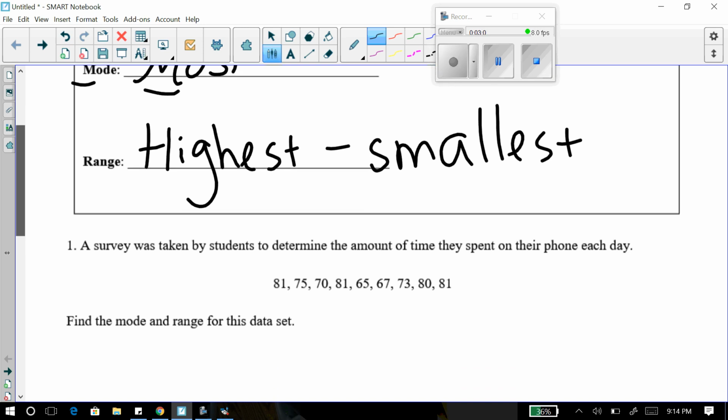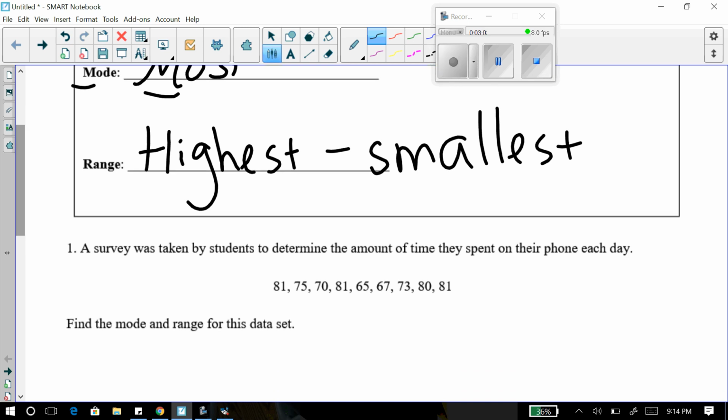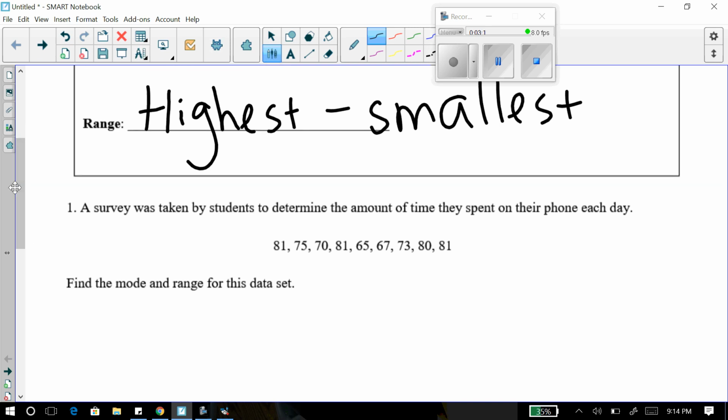All right, so let's look at one here about students. A survey was taken by students to determine the amount of time they spent on their phones each day. Now again, it's the same example that was on the first one. I just added some numbers here. Find the mode and the range for the data set.